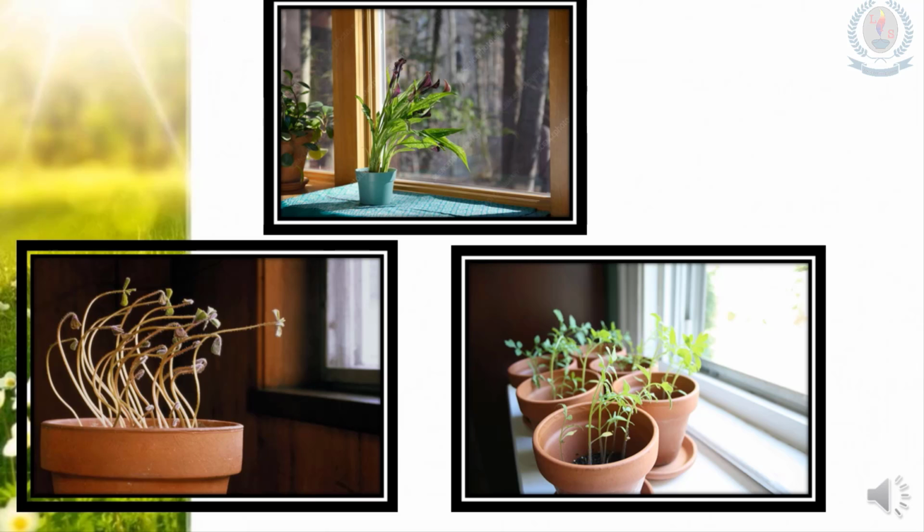Now from these pictures you can see all these plants are bending towards the window. Why are they bending towards the window? Because they are getting sunlight from the window. So they are not bending towards the window, actually they are bending towards the light. So why are they bending towards the sunlight? We have to find out the reason for these plants bending towards the sunlight.